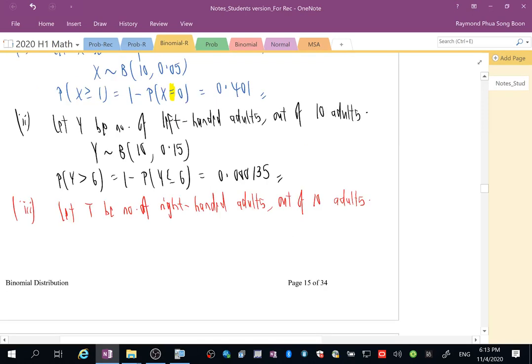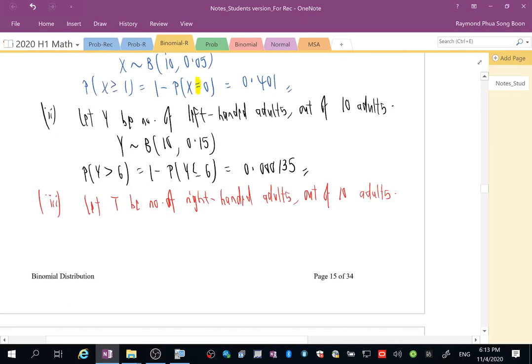So we use the alphabet T as the random variable. Let T be the number of right-handed adults out of 10 adults. So T follows a binomial distribution with n is 10 and P, the probability of an adult being right-handed, is 80%, or 0.8. So what do we want? We want at most 4, so that means the probability T is less than or equal to 4.